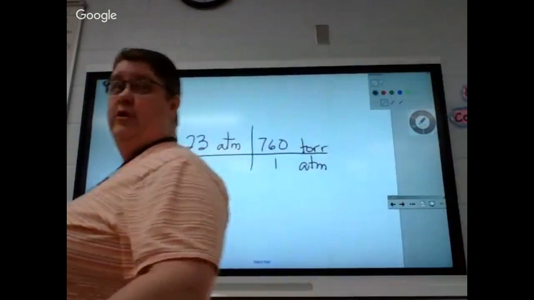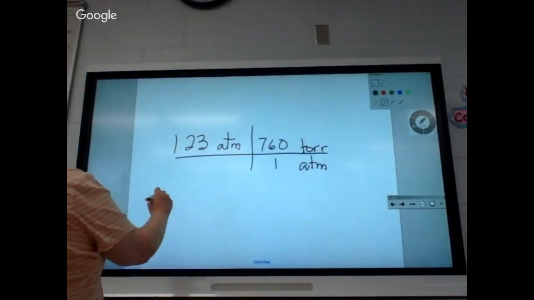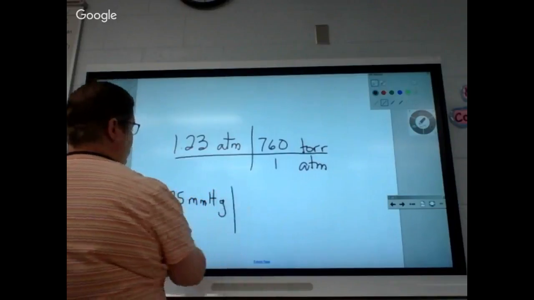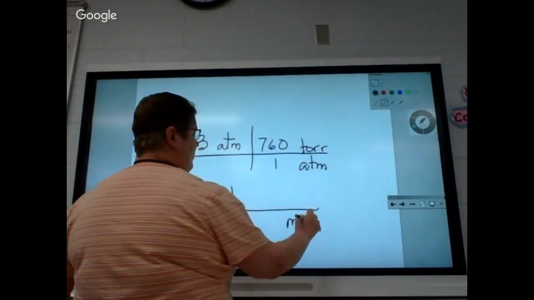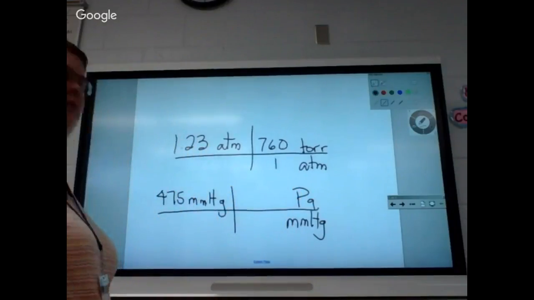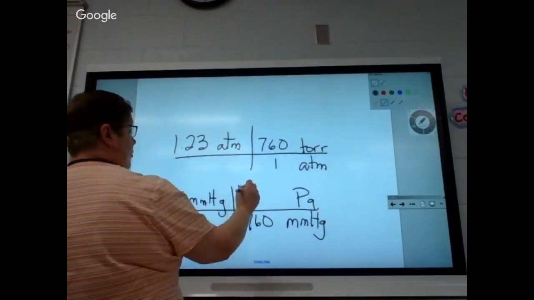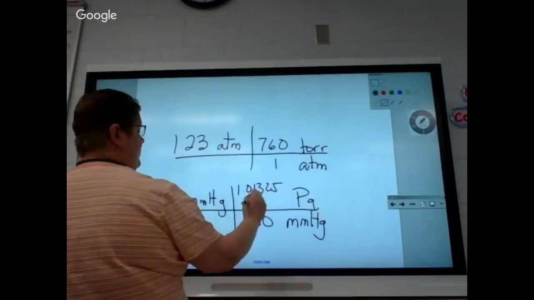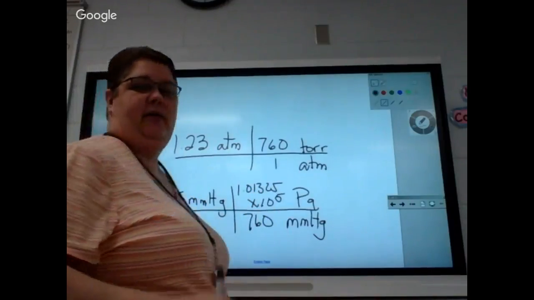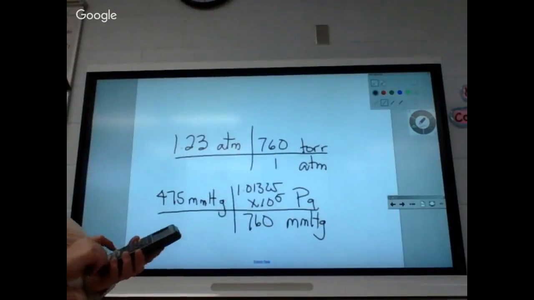All right, which one did you need? 7. All right, 7 is what, 475? MMHG to PA. Okay, so MMHG on the bottom to PA. So MMHG gets what? And PA gets 1.01325 times 10 to the 5th. Now, when you do that, you're going to get something like 63,000. But I changed mine to scientific notation.